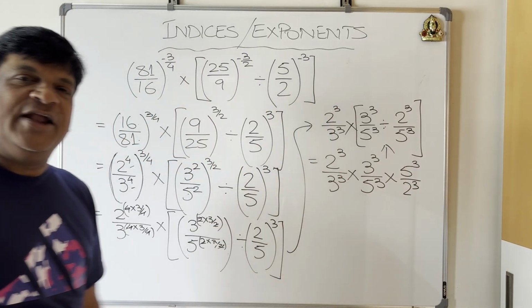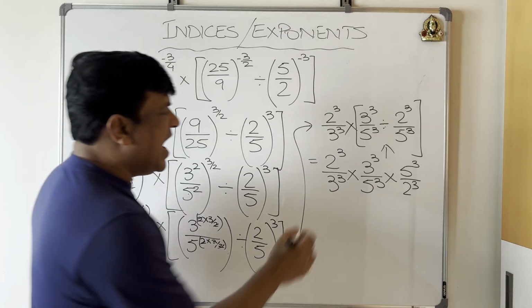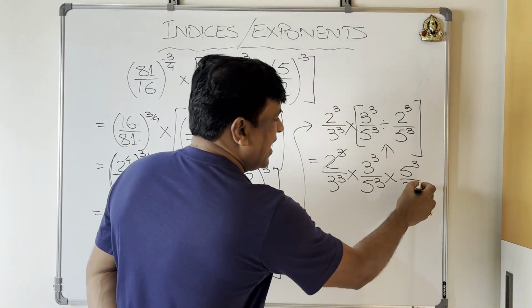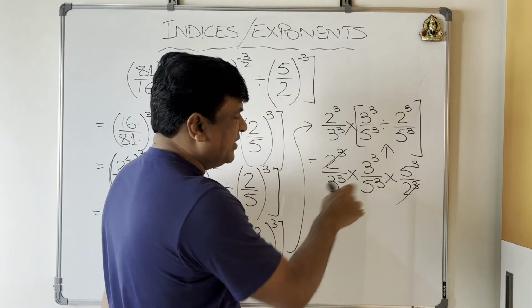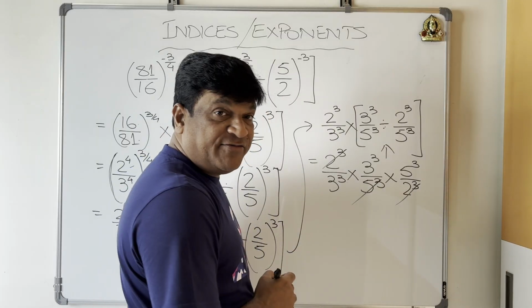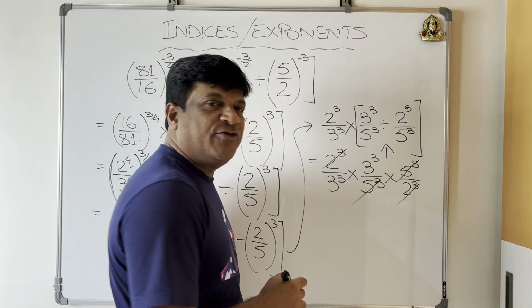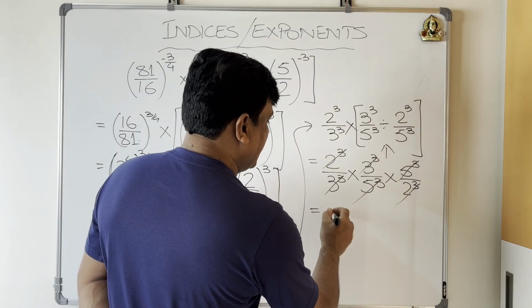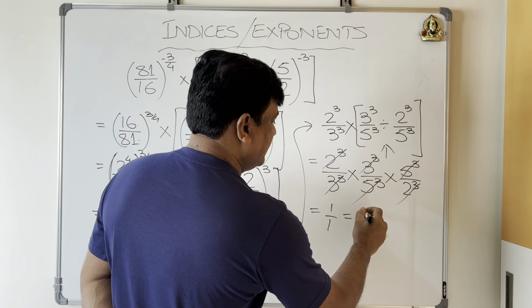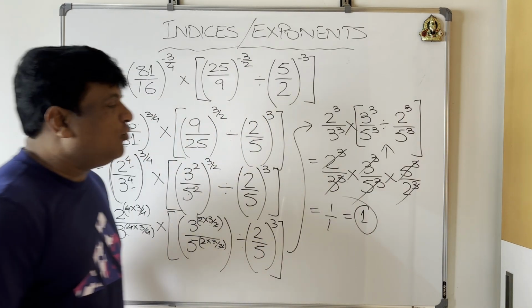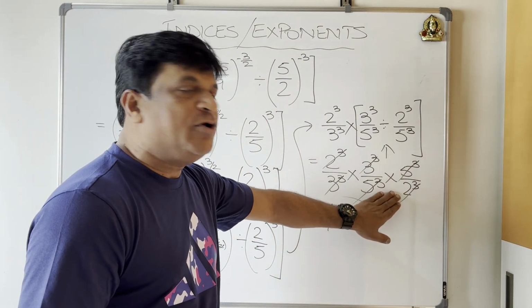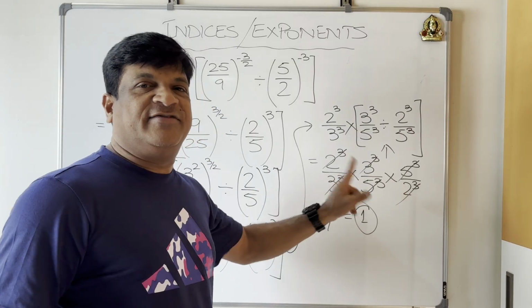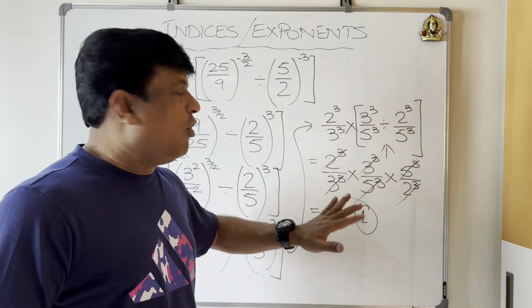Right? Now look at it. It looks very simple, right? I have a 2 cube in the numerator. I have a 2 cube in the denominator. That cancels out. I have a 5 cube in the denominator. I have a 5 cube in the numerator. Cancels out. I have a 3 cube. I have a 3 cube. That is nothing but 1 by 1. Your answer is 1. So the moment you reach this particular stage, you're pretty sure that your answer is correct. You have done nothing wrong.